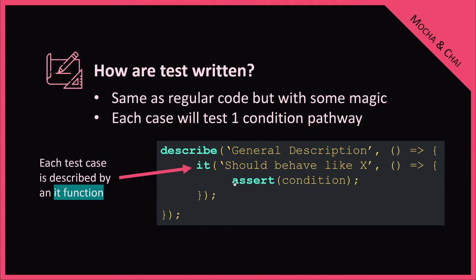Great. I use the term assert, which is from the Chai library, to say that I am asserting that this condition is true. If this condition is false, the test will fail, and it will only be this test in this little it over here. Should behave like X, will fail. I will show you examples.